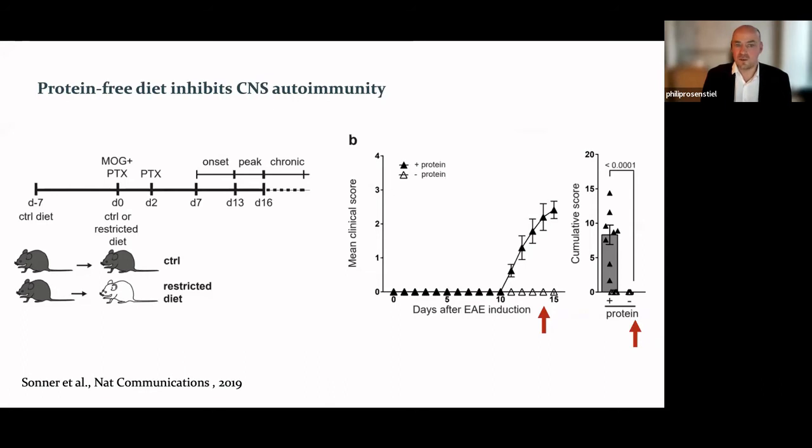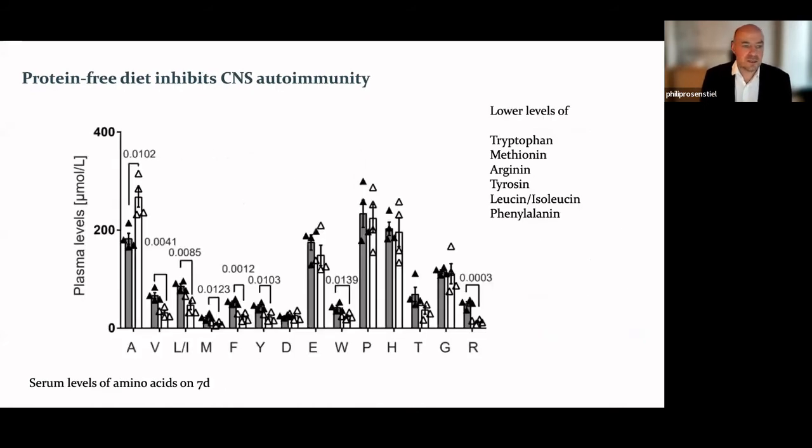And of course you can say, well, that's energy restriction and the animals will die anyhow, and so on. We then went on and measured by metabolomics the amino acids. And of course, it's very clear that the essential amino acids are then reduced under such conditions, and it was specifically methionine and tryptophan that had lower levels here.